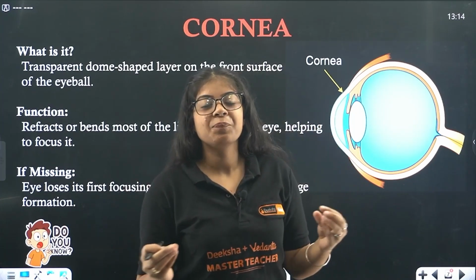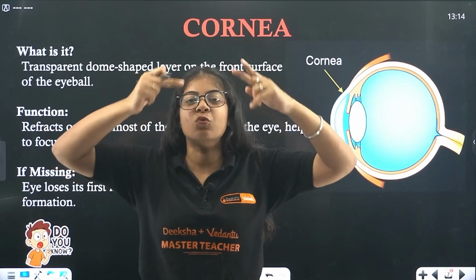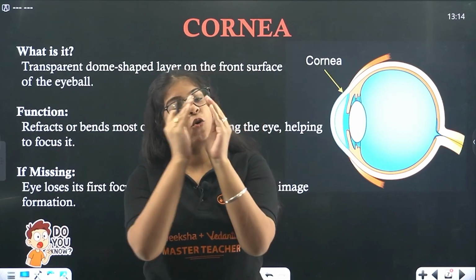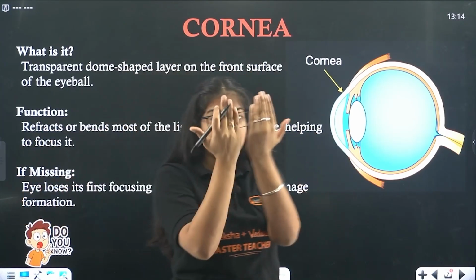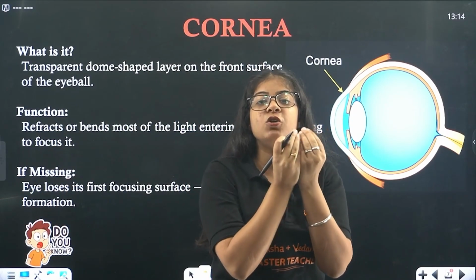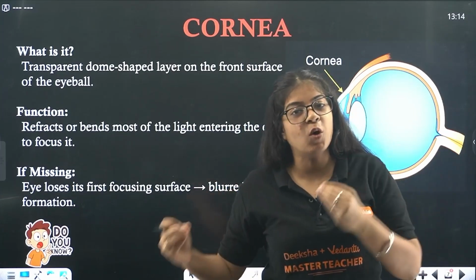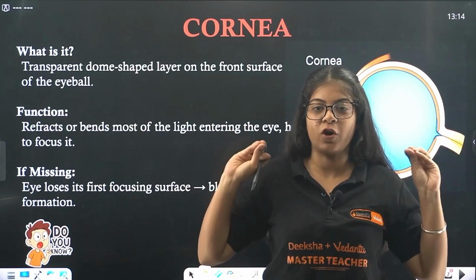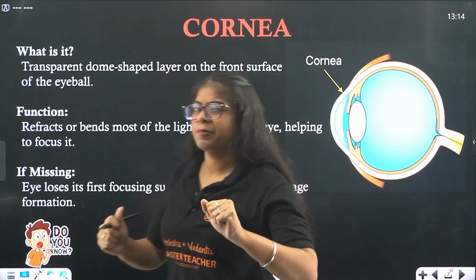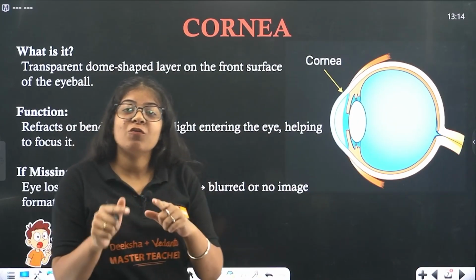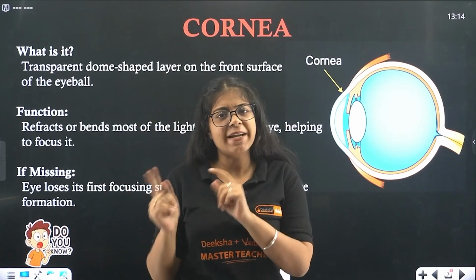Now what is it? Beta, it's a dome shaped structure. So obviously you know eye is a little round shaped, right? So it's a dome shaped structure in front of your eye, in front of your lens, it's the first layer. So it's a dome shaped layer on the front surface of the eyeball. That's the main definition of cornea. What's its function? Now you know we all have a lens, right? But that's not from where the light refracts. We have studied in light chapter, right?